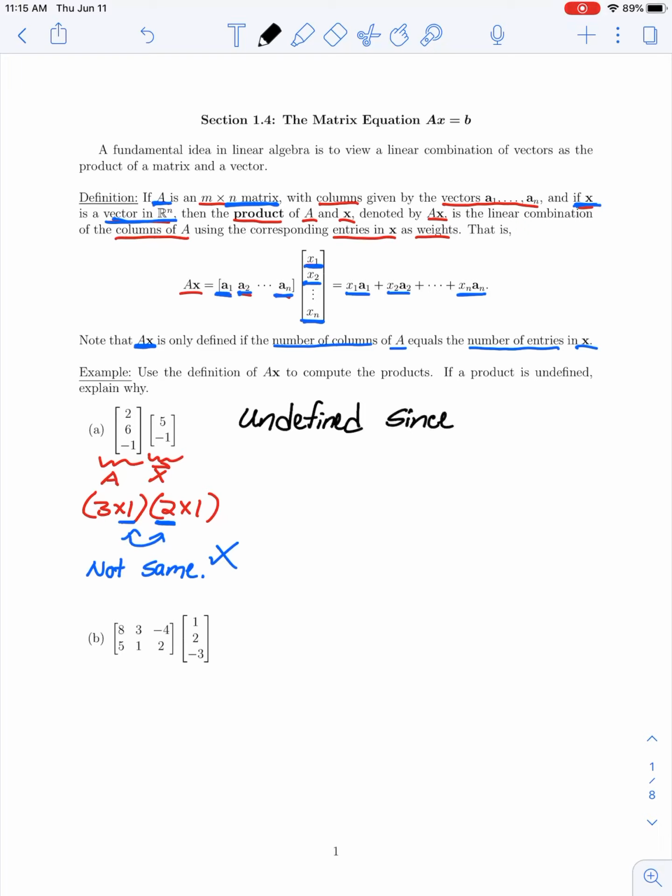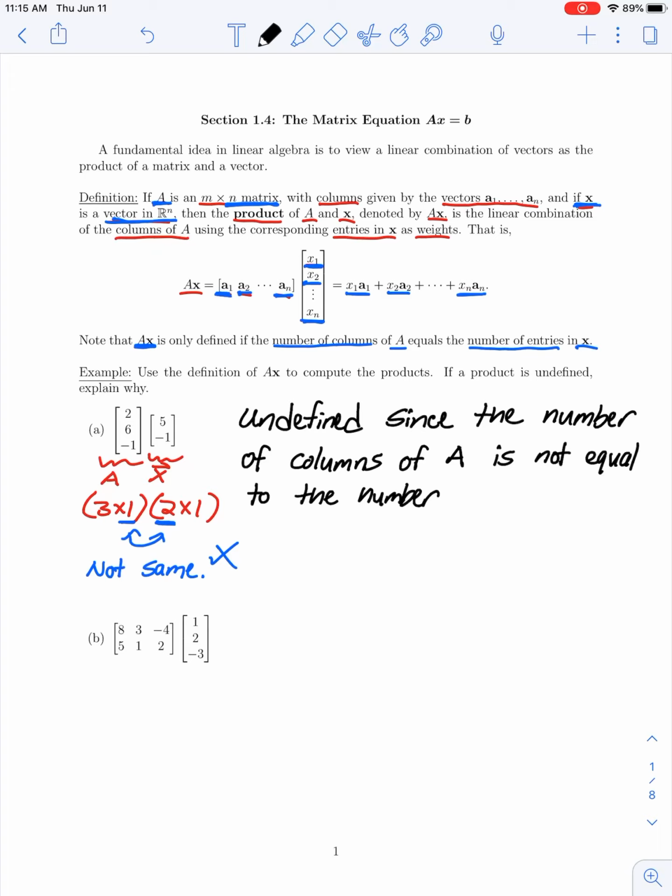since the number of columns of our matrix A is not equal to the number of entries of the vector x. All right, so in part A, we had a product which was undefined. We've stated our reason why. So in part B, let's look at another one.